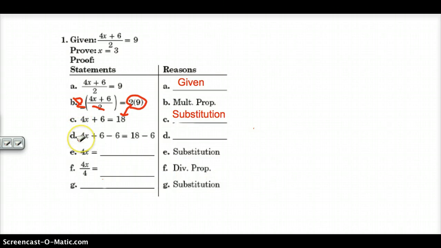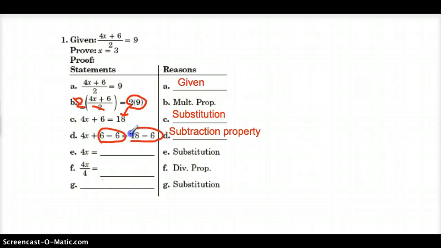From C to D, do you see that you're moving that 6? So you're writing a minus 6 and a minus 6 on both sides. So that's called the subtraction property. Then from D to E, you would take 6 minus 6, and that'd be 0, and 18 minus 6, and that would be 12, and that would be a substitution property. Instead of 18 minus 6, you're putting 12 in its spot. Then you need to get the x alone, so you're dividing by 4. So you're going to write 12 divided by 4. That would be your division property. And then in algebra, you would cancel these 4's, and x would equal 3.